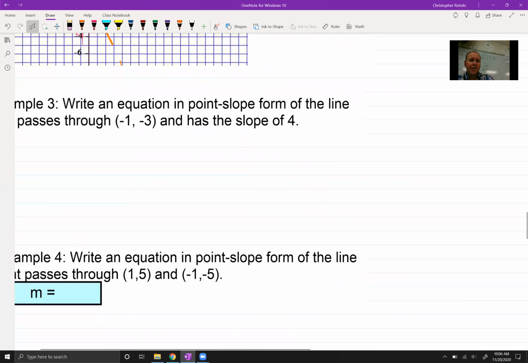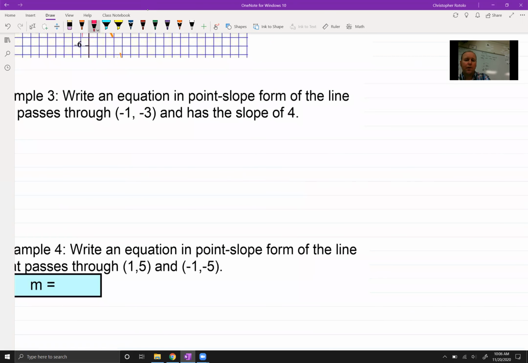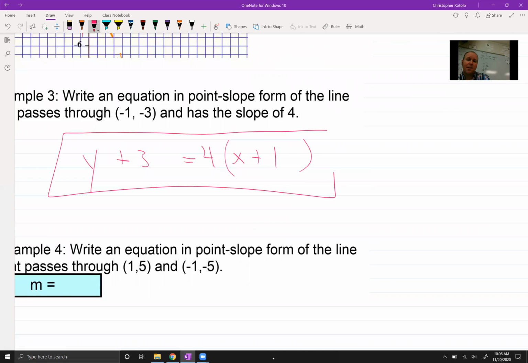All right, so without the graph this time, so slope of 4. So I know something equals 4x. And we need y. All right, so I need y minus negative 3, so plus 3. And now I get the idea that it's always going to be the opposite, so plus 1. Okay, so easy way to check.